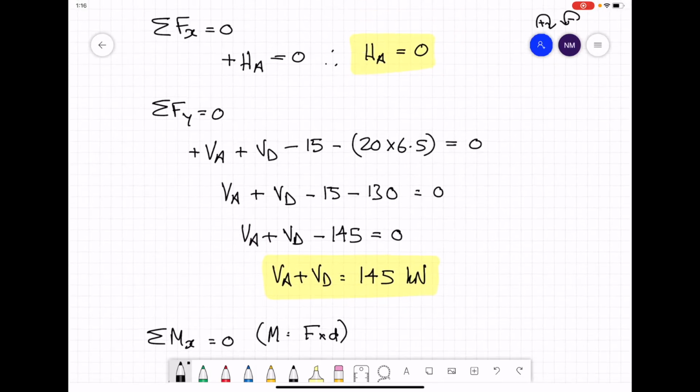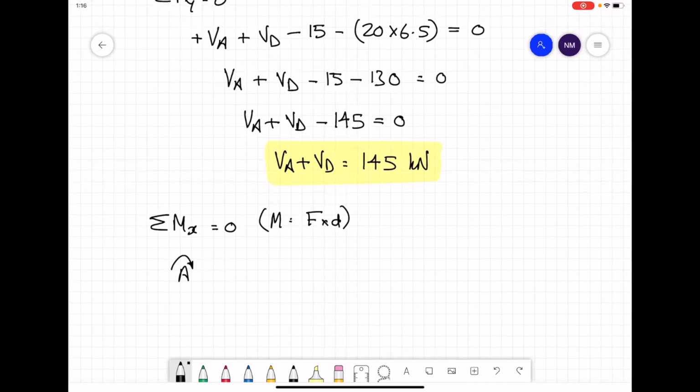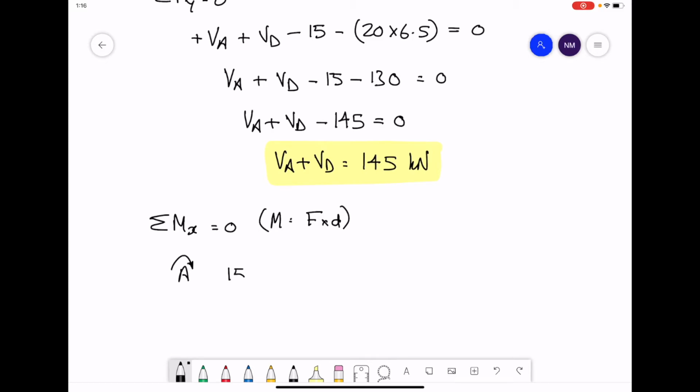Looking back at our free body diagram, HA and VA are at point A, offset distance is 0, so they don't produce a moment. What does produce a moment is the 15 kilonewtons, the UDL, and the reaction VD, because they're all offset from point A. So going back to the moment equation, we have 15 times 3.5 for the point load.